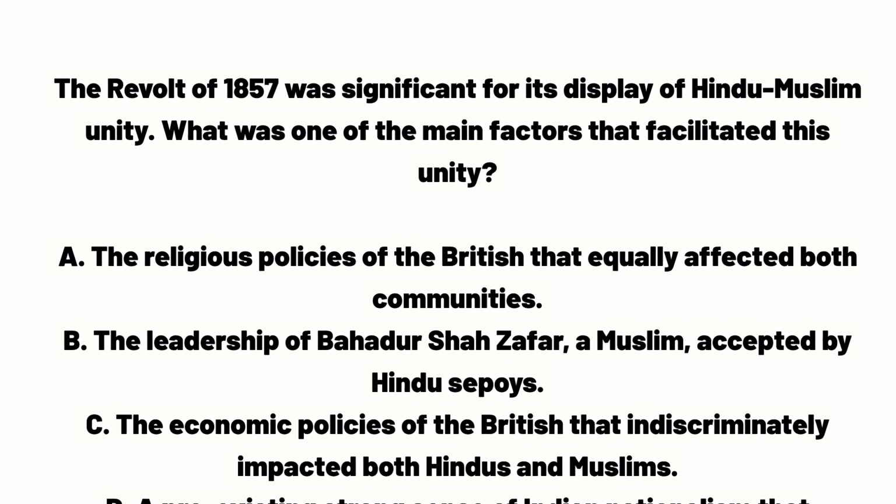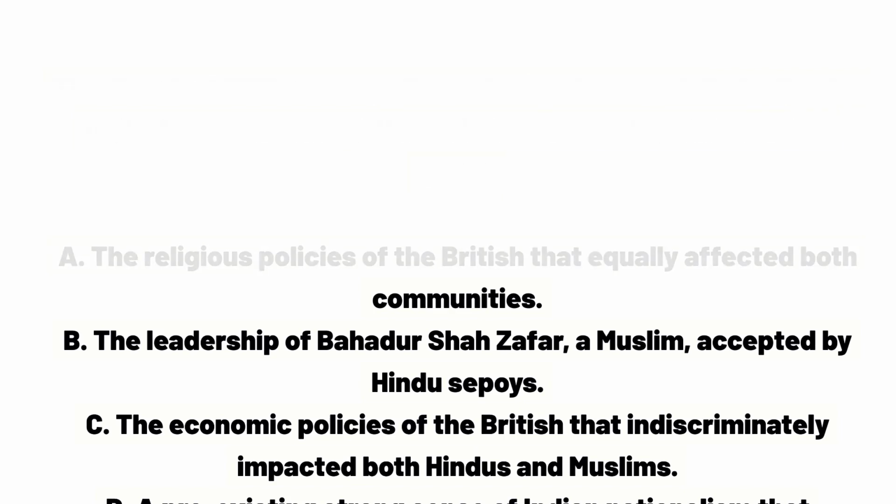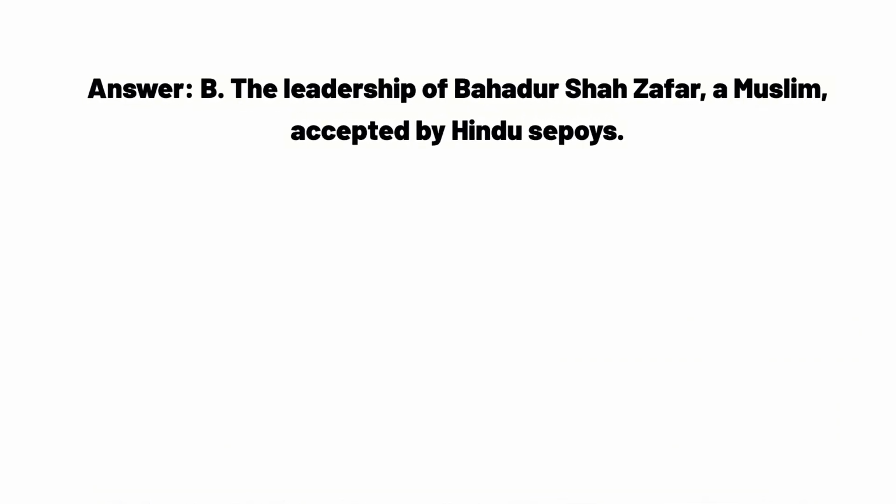The revolt of 1857 was significant for its display of Hindu-Muslim unity. What was one of the main factors that facilitated this unity? A. The religious policies of the British that equally affected both communities. B. The leadership of Bahadur Shah Zafar, a Muslim, accepted by Hindu sepoys. C. The economic policies of the British that indiscriminately impacted both Hindus and Muslims. D. A pre-existing strong sense of Indian nationalism that transcended religious boundaries. Answer. B. The leadership of Bahadur Shah Zafar, a Muslim, accepted by Hindu sepoys.